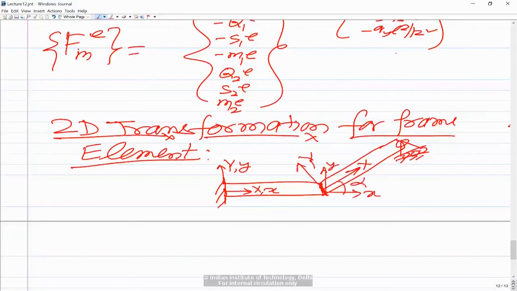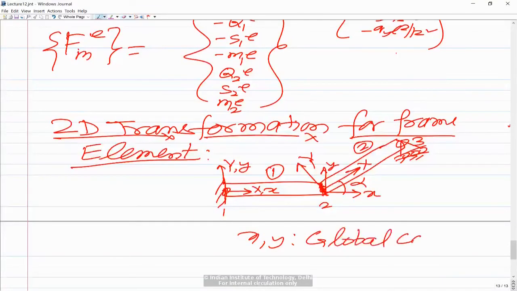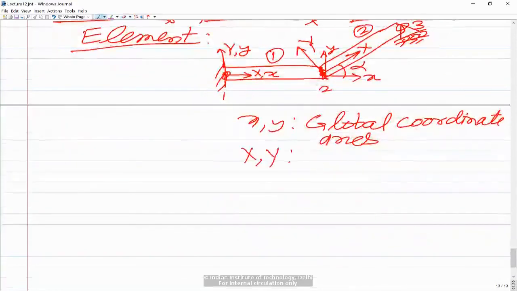Before we can assemble these two elements, let us say this is element 1 and this is element 2, and the nodes are, although you can discretize each using a number of elements, global node number 1, global node number 2, and global node number 3. Before we can assemble these elements, we have to transform the element level governing equation into a common coordinate system, as we discussed earlier. Here, small x and y are the global coordinate axes, and capital X and Y are local coordinate axes.